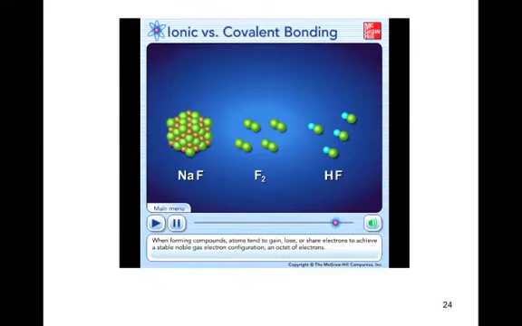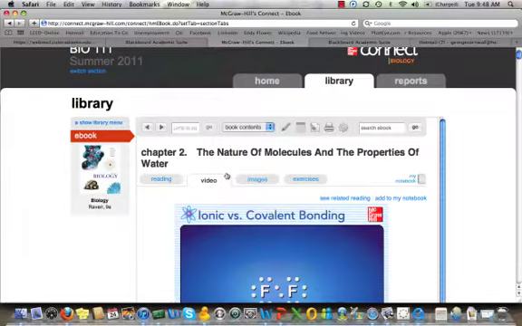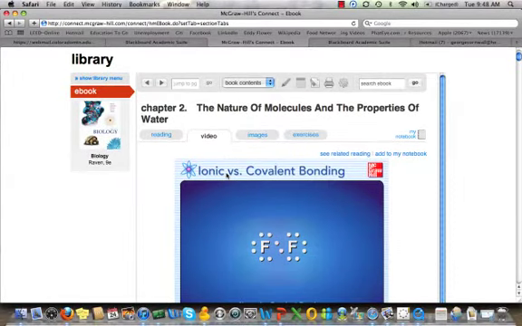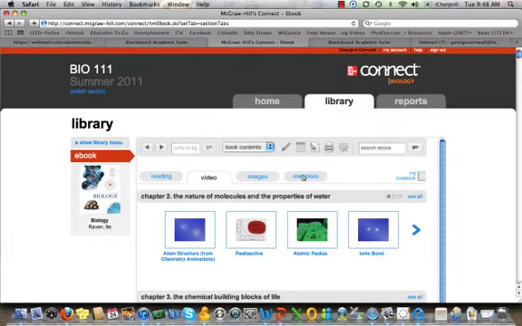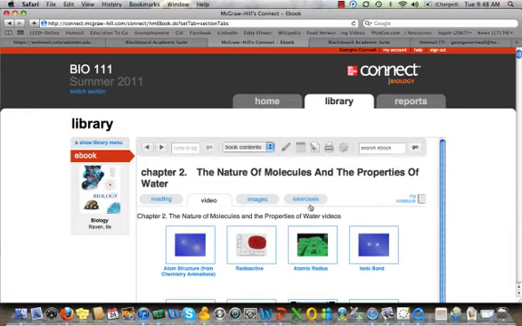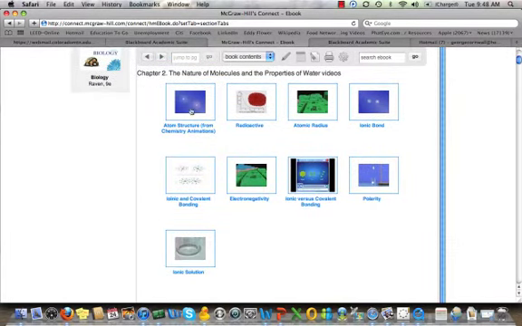this covalent bonding. At this point, I want to remind you of all the animations that are available in your Connect Plus software package. When you're in Connect, you want to go to your ebook. And when you're in your ebook, you can go to the video tab. We can expand all the little videos. These are lots of animations that may help you understand the content of the chapter. I strongly recommend that you watch all of these animations. They can really help you understand some of the concepts.